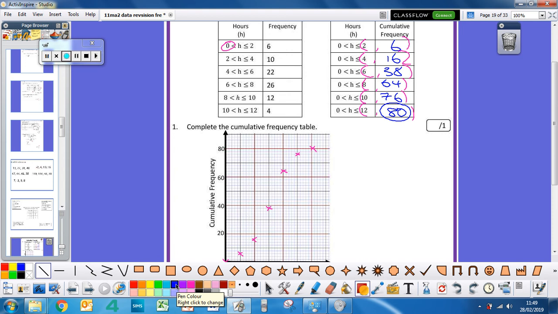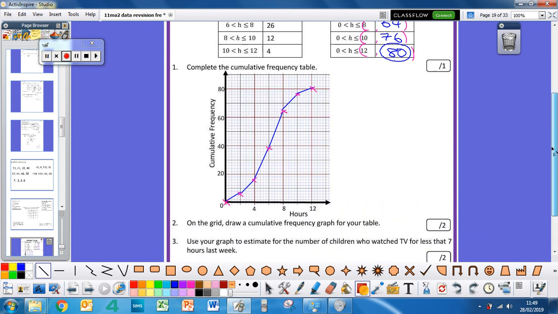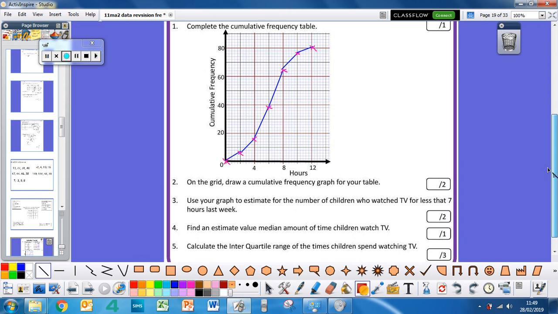The mark scheme will be absolutely happy for you to have drawn, it's quite hard for me to see the screen here, but it should be happy for you to draw something that looks like that as a cumulative frequency graph. If you've correctly plotted the points and you correctly join them with a ruler, you will get all of the marks for that. So now we've moved from the table into the cumulative frequency table into the cumulative frequency graph. Remaining questions on an exam paper will ask you to work things out using the graph.